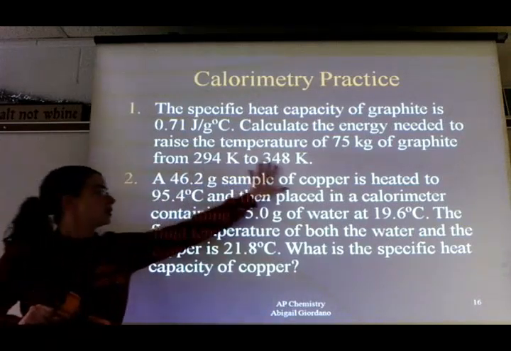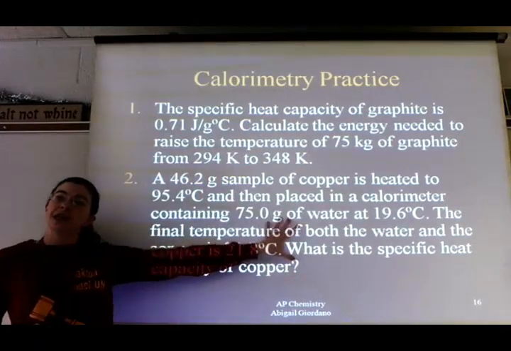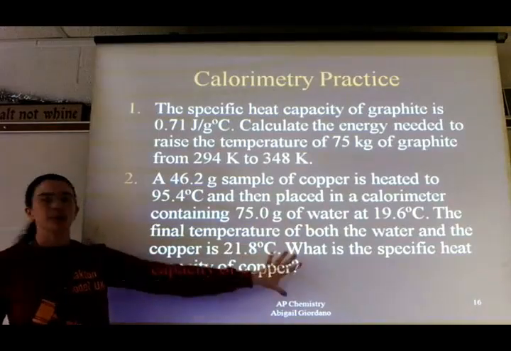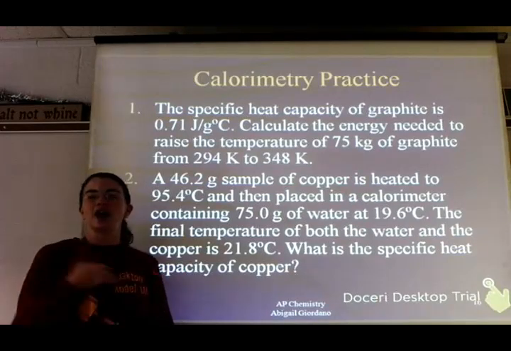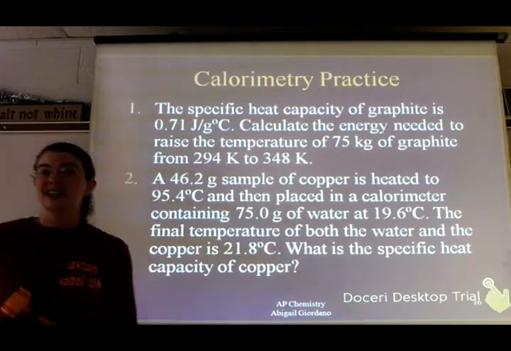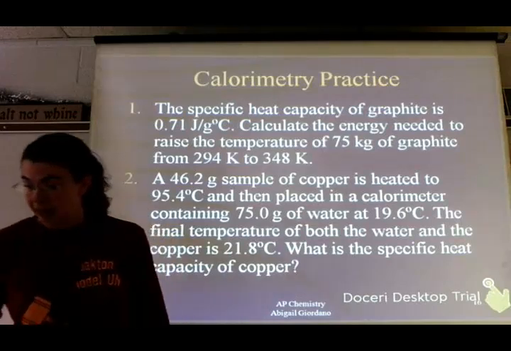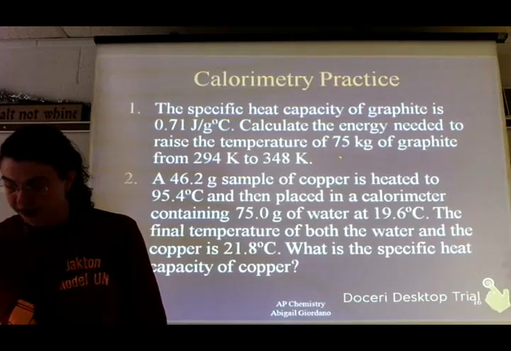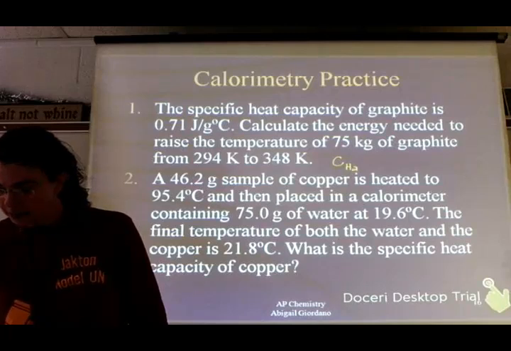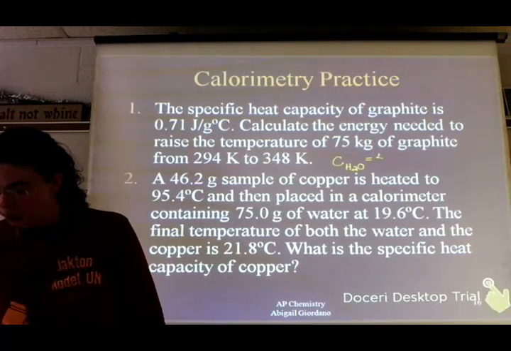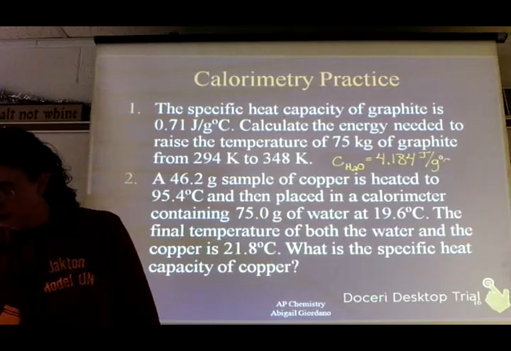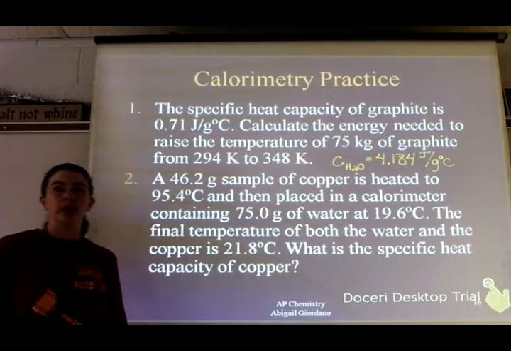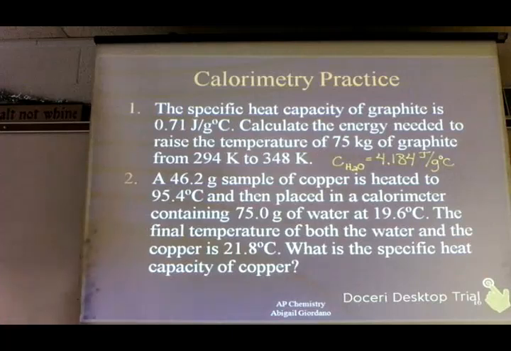In number 2, some of you noticed that there's a piece of information missing in this problem, and it's the specific heat capacity of water. And ladies and gentlemen, I hate to tell you this, you have to just commit it to memory. It is not on your equation sheet. Specific heat capacity for water: 4.184 joules per gram degrees Celsius. Learn it, know it. Do number 2.